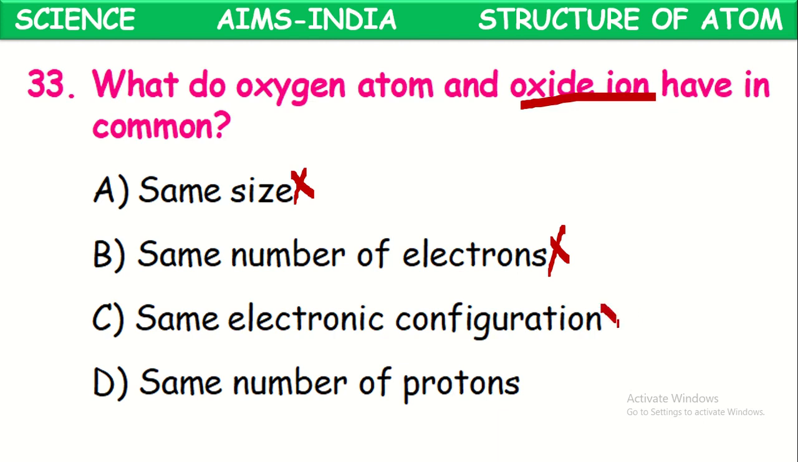Same electronic configuration is also incorrect because oxygen will have 8 electrons only, whereas the oxide ion will have 2 extra electrons, that is a total of 10 electrons. So the configuration varies. The only common thing will be the number of protons. Both will have the same number of protons because they won't change even though it converts into an ion.